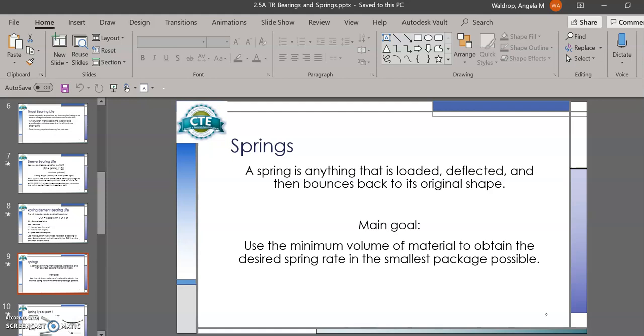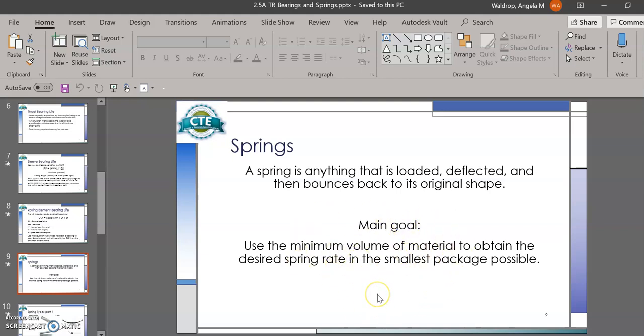Now this video is going to focus on the springs portion of the PowerPoint. The spring is basically anything that you put a load onto. You change its position or shape, let it go, and then it bounces back to its original shape. In spring design, there are three important things to consider.